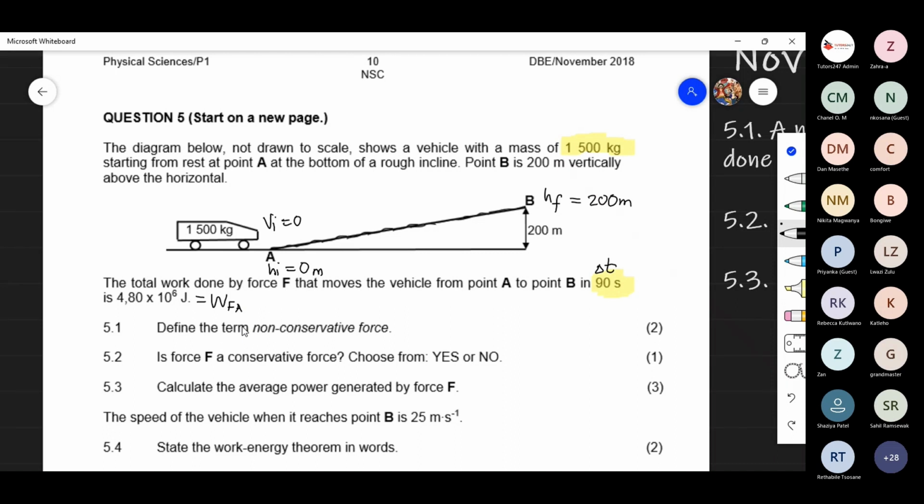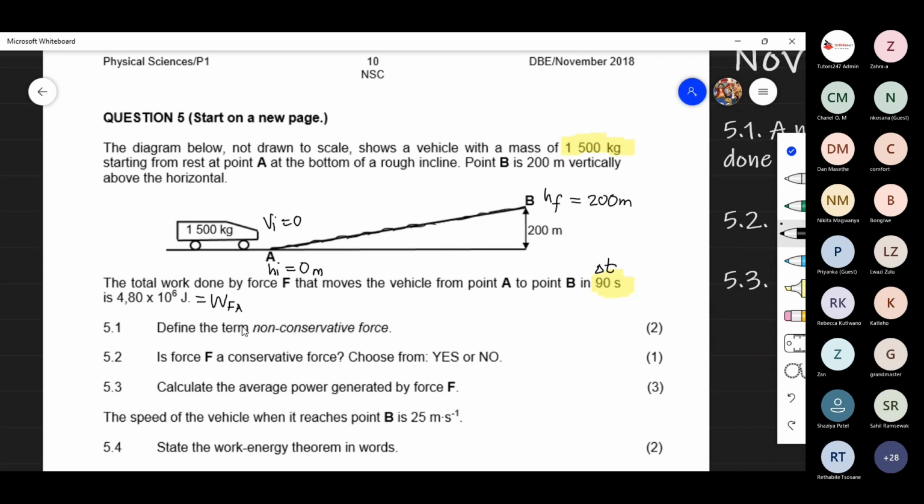As long as you understand that the work done by the force that moves this vehicle from point A to point B is 4.8 times 10 to the power 6 joules. Please do not confuse this with a force. This is not a force of 4.8 times 10 to the power 6. This is a work. So don't substitute this value into force. This is the work itself. They have now given you the actual work value.